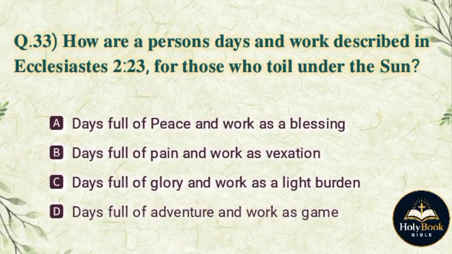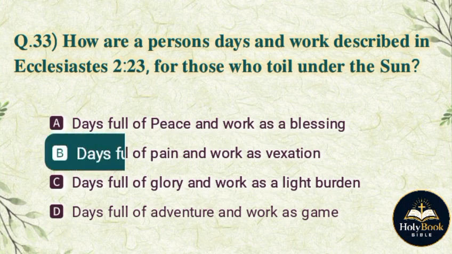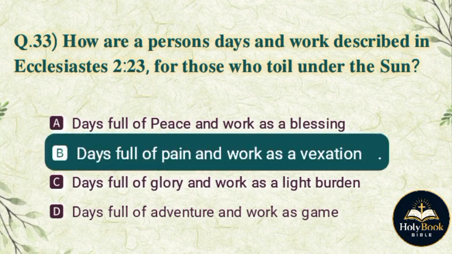Question. How are a person's days and work described in Ecclesiastes chapter 2, verse 23, for those who toil under the sun? Options. A. Days full of peace and work as a blessing. B. Days full of pain and work as vexation. C. Days full of glory and work as a light burden. D. Days full of adventure and work as a game. The correct answer is option B. Days full of pain and work as vexation.